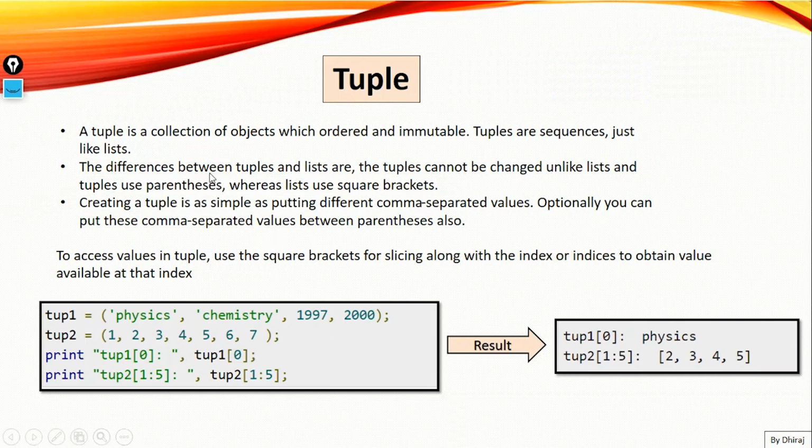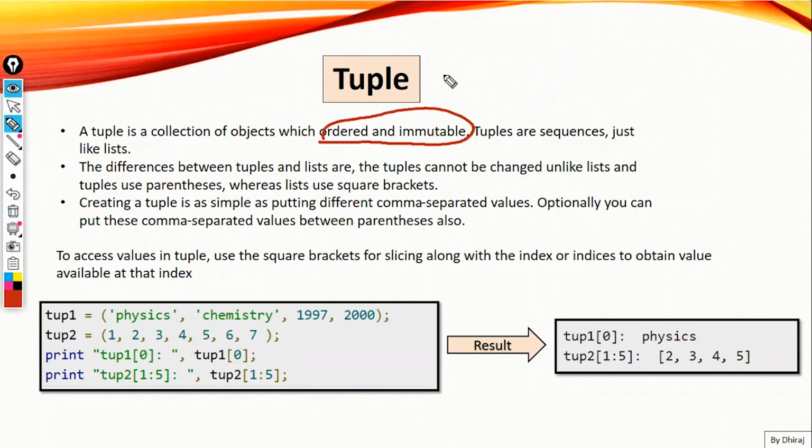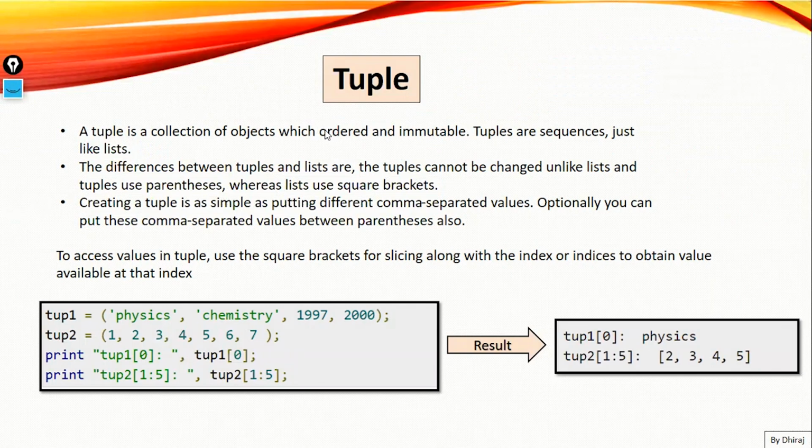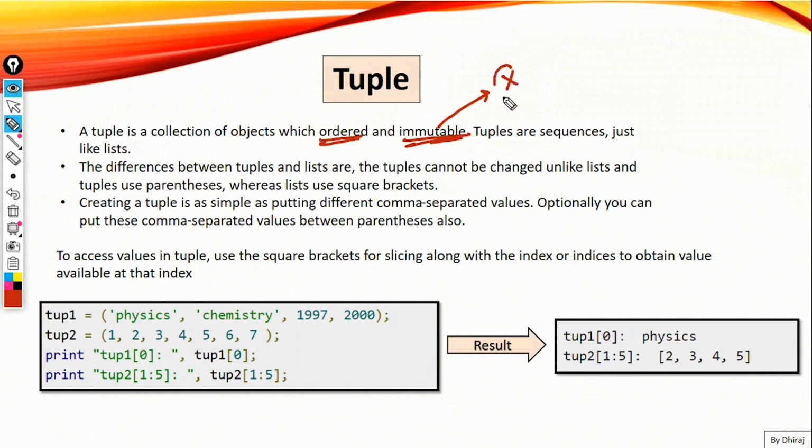Now the tuple. The second part is tuple. So where are we going to use tuple? The tuple is a collection of objects which is ordered and immutable. So what was list? List was ordered and mutable, or changeable, right? So tuple is immutable, which means it is not going to change. Tuple is ordered, so we can fetch a value from the tuple with the help of indexes, and it is immutable, so we cannot change a value in the tuple. We cannot remove a value inside the tuple. So this is what is meant by immutable.